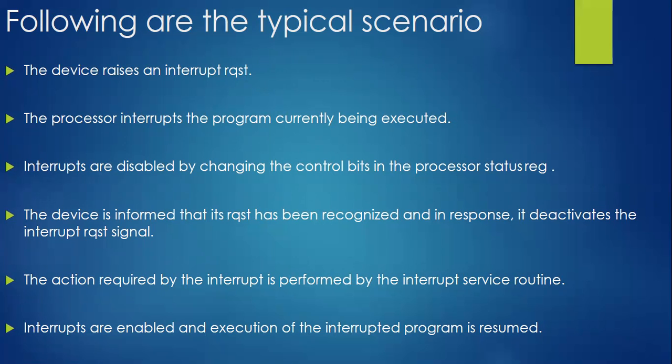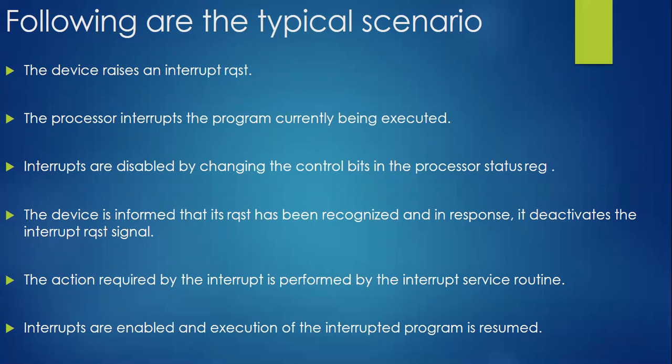Interrupts are disabled by changing the control bits in the processor status register. The device is informed that its request has been recognized, and in response, it deactivates the interrupt request line or interrupt request signal. The action required by the interrupt is performed by the interrupt service routine. Interrupts are enabled and execution of the interrupted program is resumed.